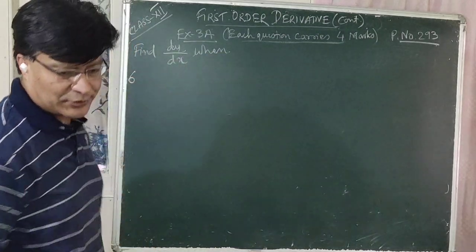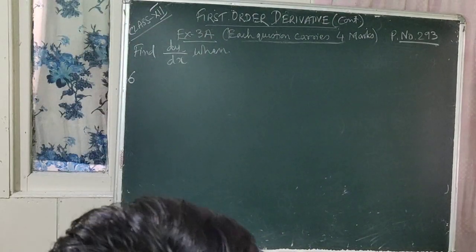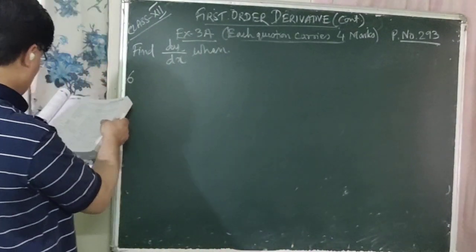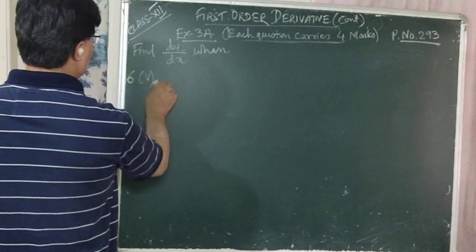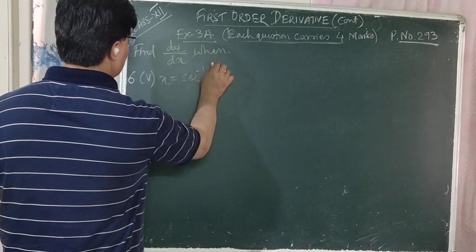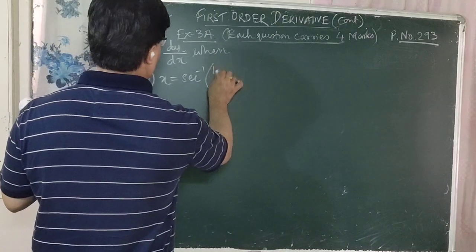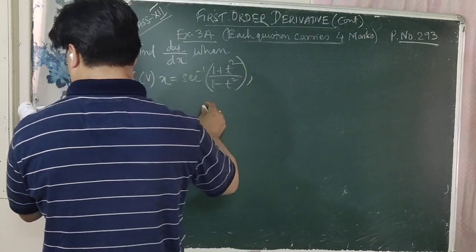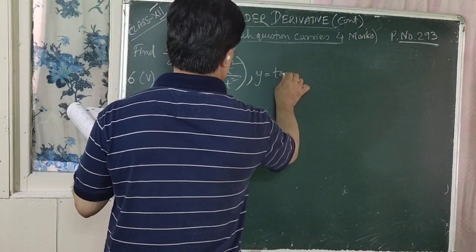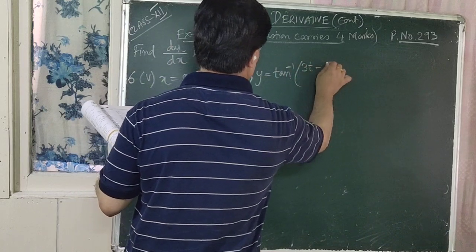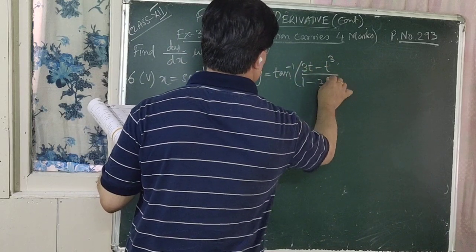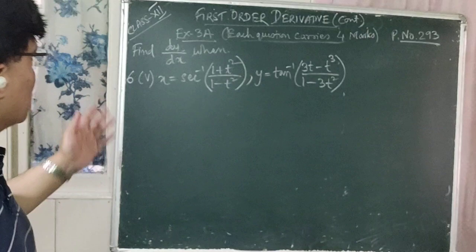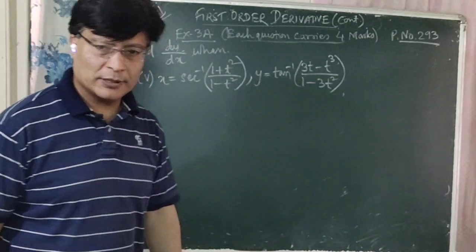Question number 5. Let's do question number 5 now. So x is equal to sec inverse within bracket 1 plus t square divided by 1 minus t square, and y is equal to tan inverse 3t minus t cube divided by 1 minus 3t square. Right? So this is the question. You have to get the value for dy by dx.